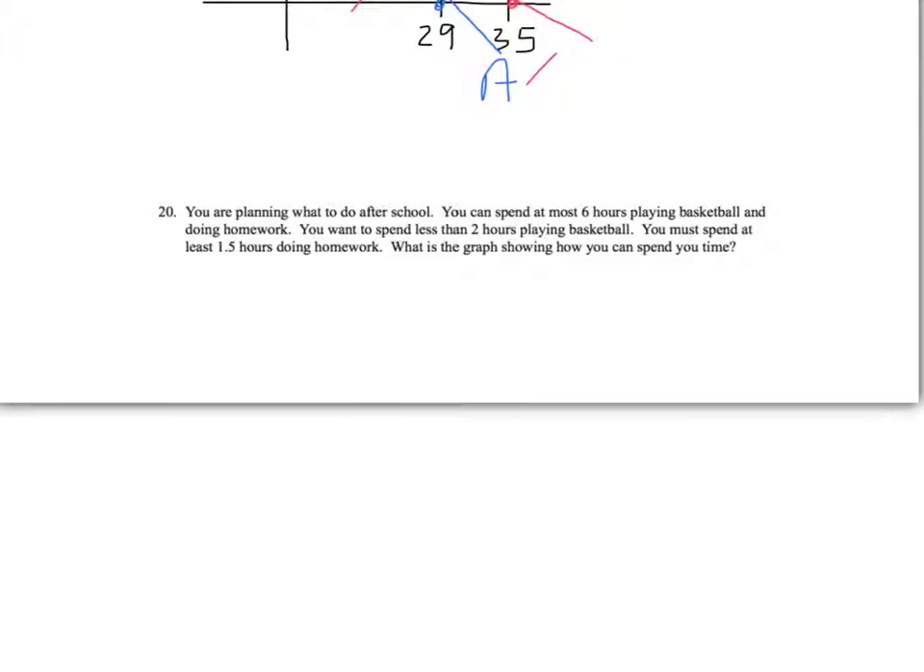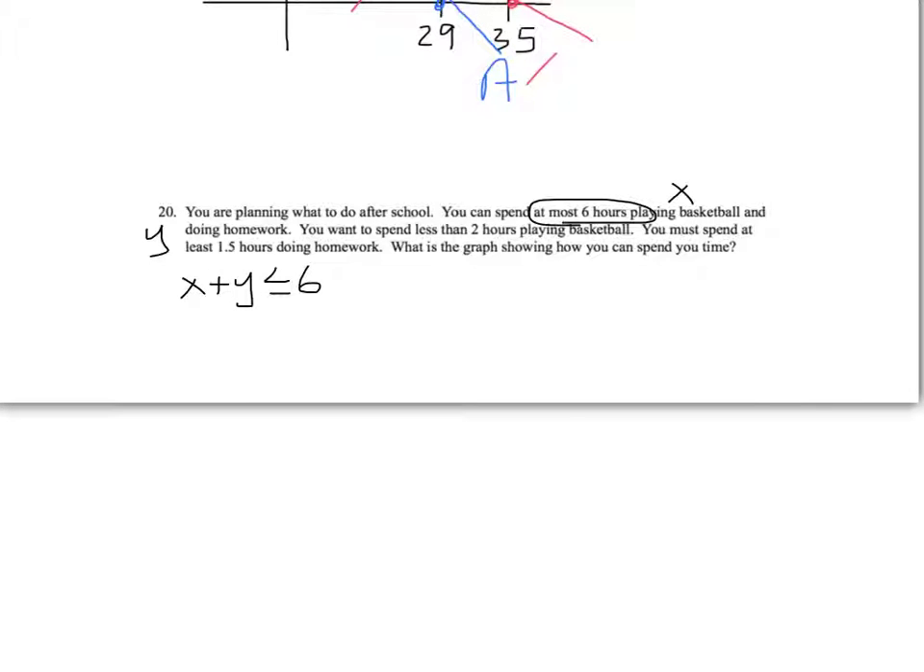All right, this last problem, I'll put the equations here, and then on the next slide I'll have to draw the graph. Let's call hours of basketball X. Let's call homework Y. So the first thing is you can spend at most 6 hours playing basketball and doing homework. So X plus Y must be less than or equal to 6.